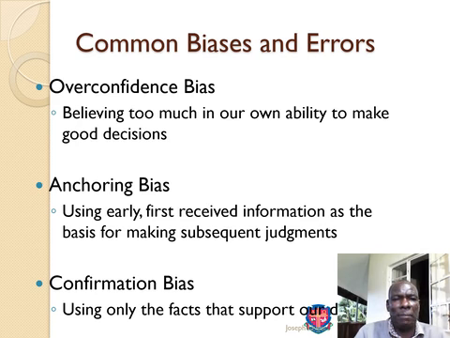Now, what are some of the problems in decision-making? One is overconfidence bias, believing too much in your ability to make good decisions. There's also the problem of anchoring bias, using early received information as the basis for making subsequent judgments. Your prior information, using it as a basis for subsequent judgment. Your past experience, that can be a problem. Confirmation bias, using only the facts that support your decision.